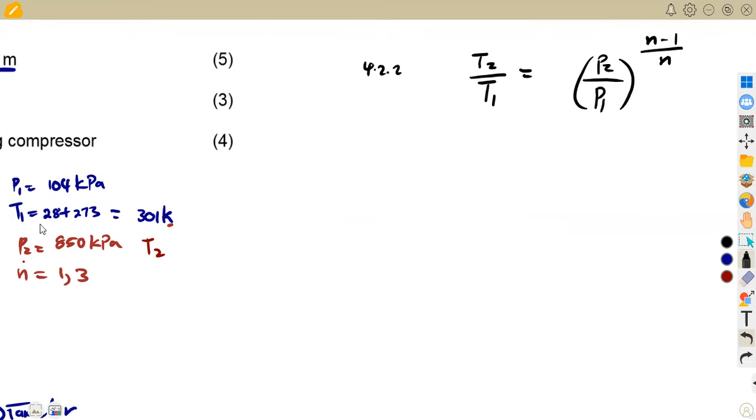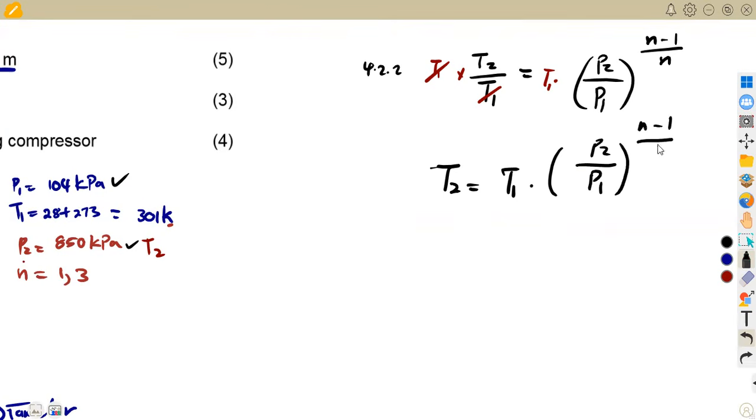Like I said, we're going to use pressure because we've got pressure in this case. These pressures, we have them. So to find T2, we can even remove this T1 by multiplying by T1 here. So this is going to cancel. So meaning to say we're going to have our T2 is equal to T1 into P2 over P1 to the exponent of n minus 1 over n.